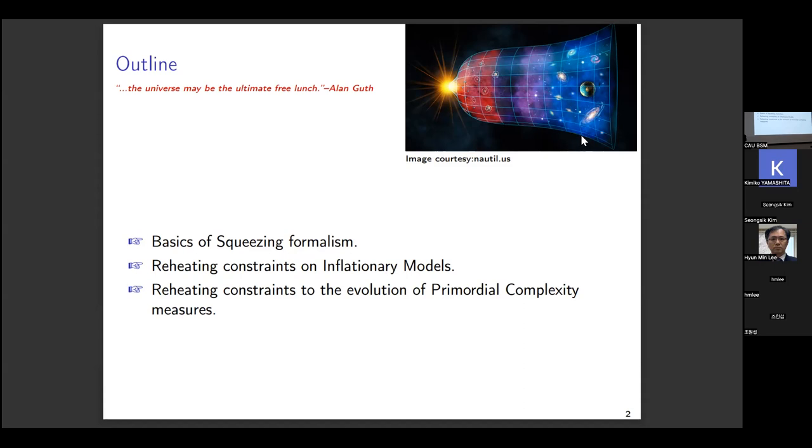Now, I will combine this constraint on the reheating phase and the squeezing formalism to define the complexity and see how our universe determines the evolution of this complexity measure.